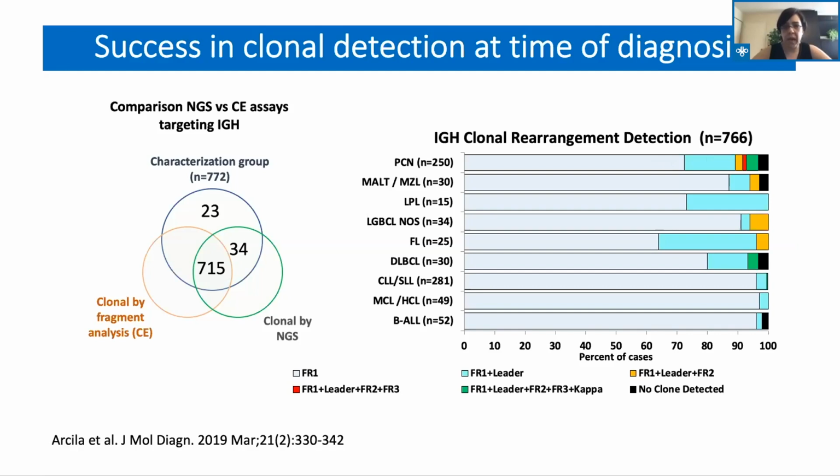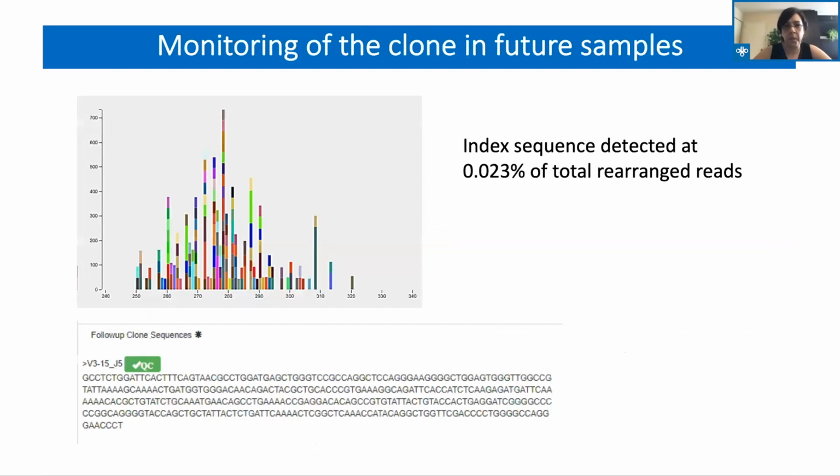However, samples that have a lot of somatic hypermutations, such as follicular lymphoma, plasma cell neoplasms, and lymphoplasmacytic lymphomas, do require additional sequencing with additional primers, both FR2, FR3, and sometimes kappa, to be able to characterize the clone fully.